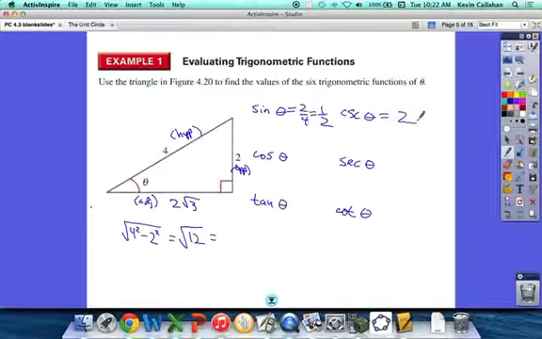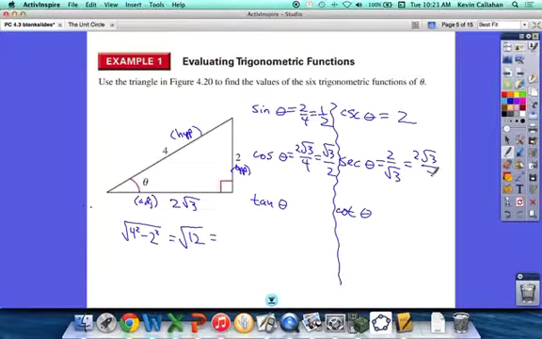The cosine will be 2√3/4, which is √3/2. Okay, and that would make the secant the flip of that, right? 2/√3. And I think I still have that on the board. What do you got when you rationalize the denominator? 2√3/3.